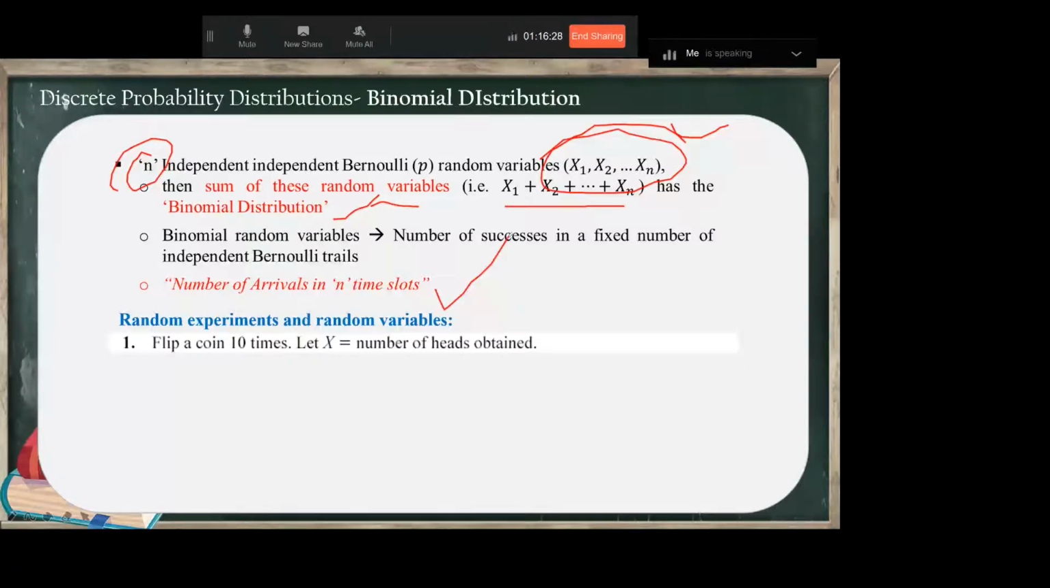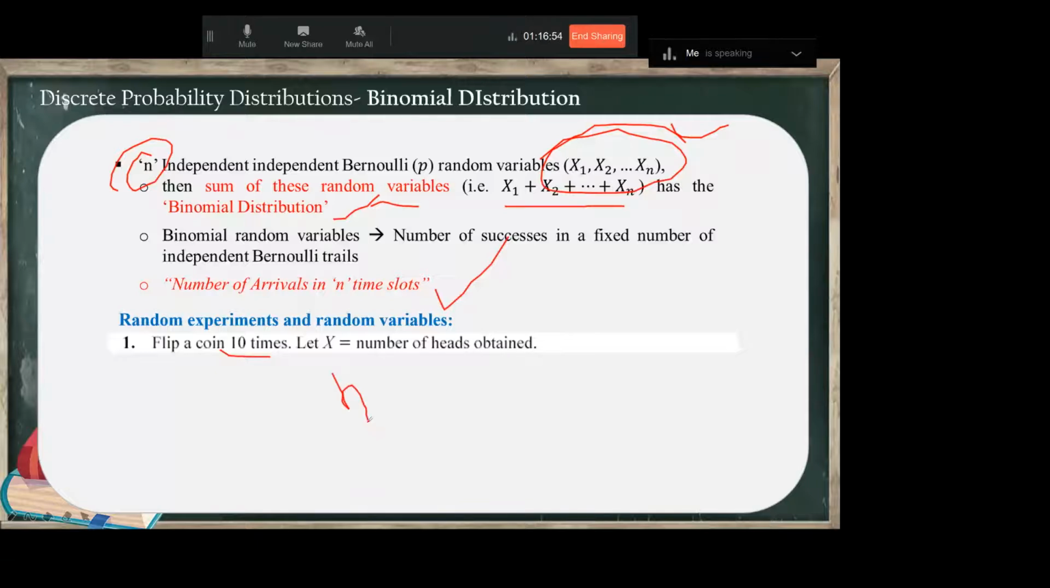So let's take an example. Before, we just said flip a coin, and x is 1 if it is a head and otherwise 0. But here we say flip a coin 10 times. Now we repeat exactly the experiment. But before going into that, let me tell you the concept of combination.